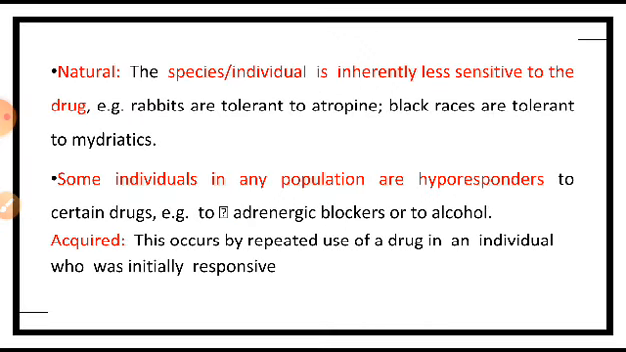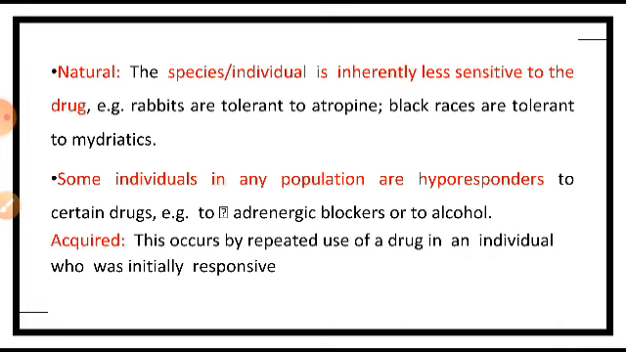What is the meaning of natural tolerance? Natural tolerance means some people are tolerant to certain drugs by birth. Maybe their genetic makeup is such, their proteinaceous structures are such. For some reason, they are naturally tolerant to certain drugs. For example, rabbits are tolerant to atropine. Black races are tolerant to mydriatics. That's why you might have seen that the effect of certain drugs in Africa is different from India, or Africa is different from Australia.